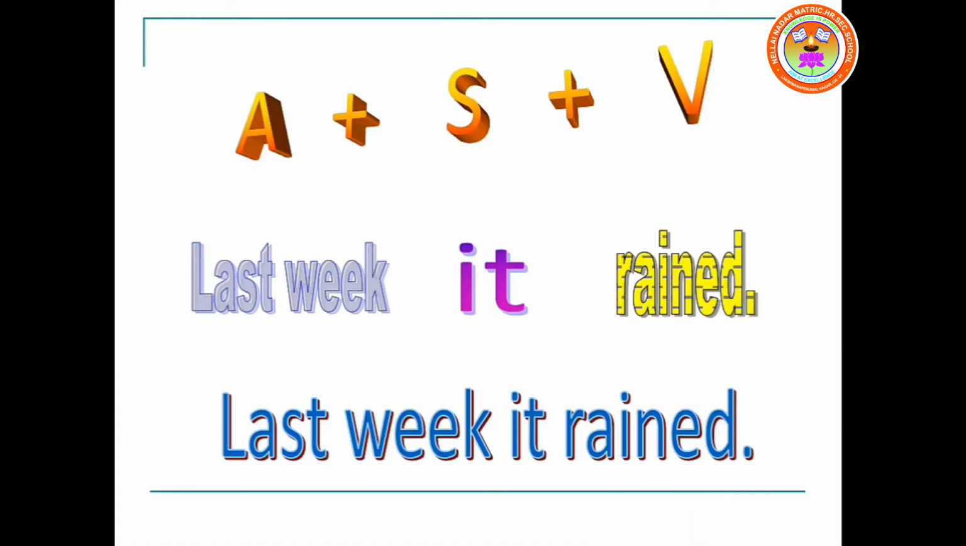Next pattern is adjunct, subject, verb. ASV. Examples: Last week it rained. Last week is the answer for when, so it is an adjunct. It is the subject. Rained is the verb, so the pattern is ASV. Remember, children, don't think that all the first words are subjects. Sometimes an adjunct or verb may be at first.